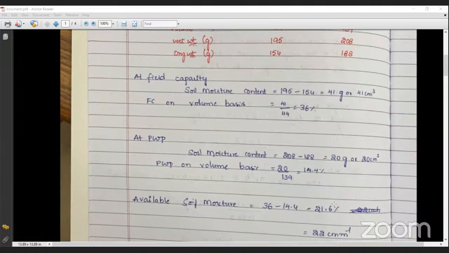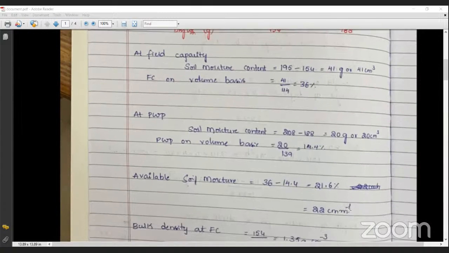In the JRF question, they will give it like this. Calculate the ASM. They will not even give the full form. They will give only ASM: available soil moisture, when the soil has moisture at field capacity of 36% and soil moisture at permanent wilting point of 14.4%. What is the available soil moisture? It is a simple question. To calculate available soil moisture, we have to subtract field capacity minus permanent wilting point, that is 21.6, which will give 22 centimeter per meter.